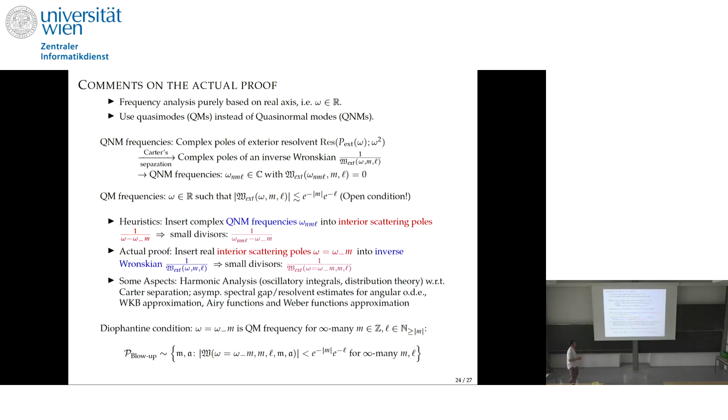So now in the heuristic discussion, we inserted the quasi-normal mode frequencies, which we assumed to be whatever they were, into the interior scattering poles. And the small divisors arose from exactly this 1 over omega n minus l minus omega minus m. In the actual proof, however, we do the opposite. We insert the scattering poles of the interior into the inverse Wronskian. We have to understand the inverse Wronskian exactly at the interior scattering poles. We have to understand the exterior resolvent in a neighborhood of the interior scattering poles.